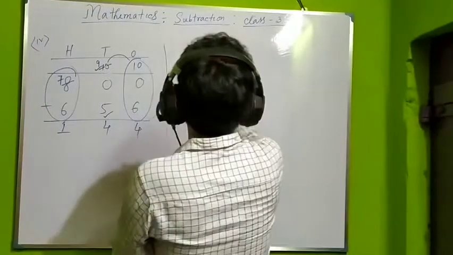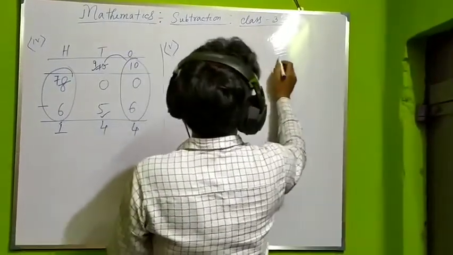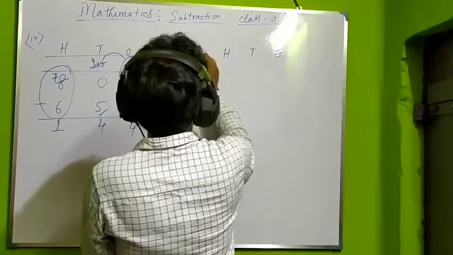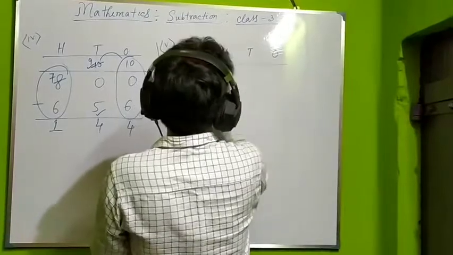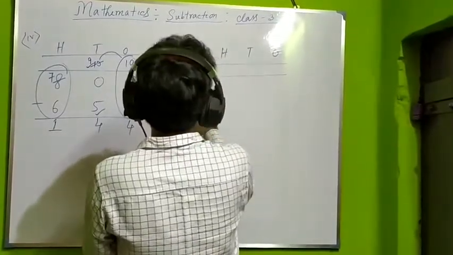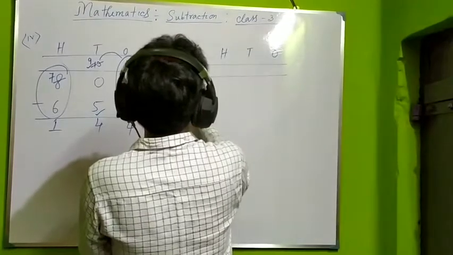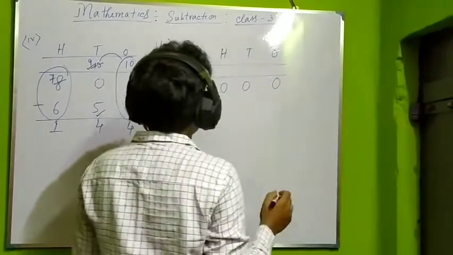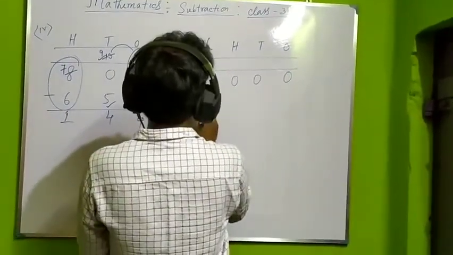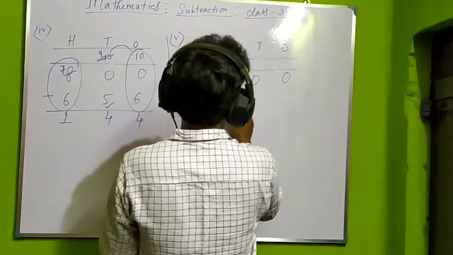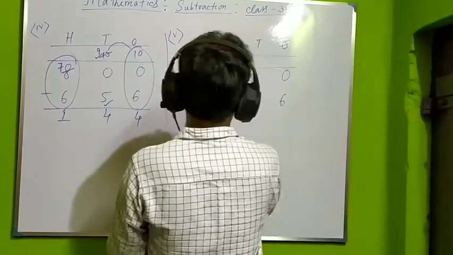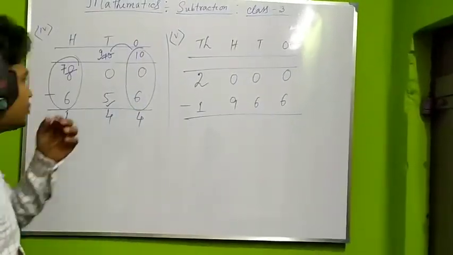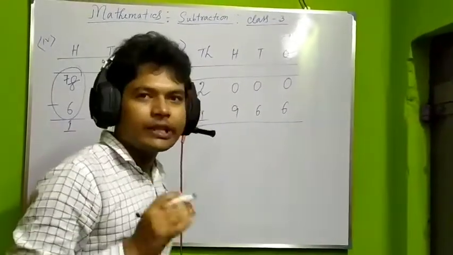So example number 5. At first you mention the places, ones, tens, hundreds and thousands. Now you write down one number, you write down here 2000, and we take another number, that is 1966. Now how to subtract 1966 from 2000? So here also the same condition.